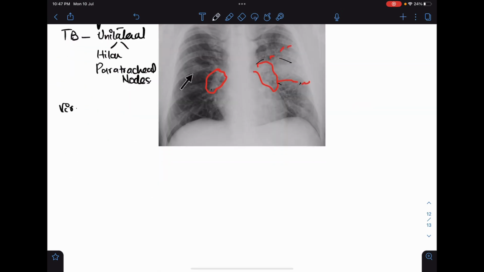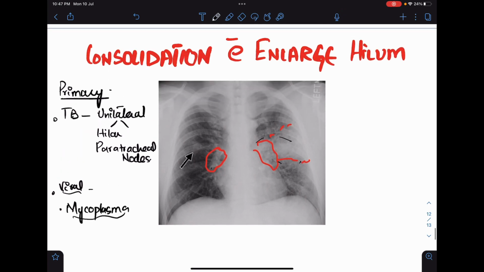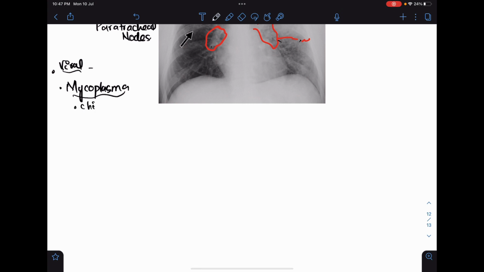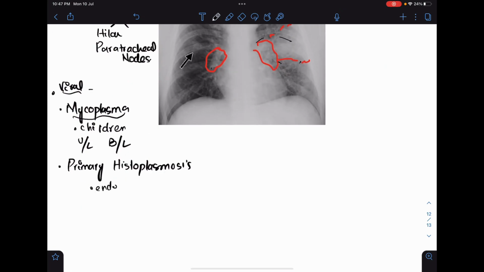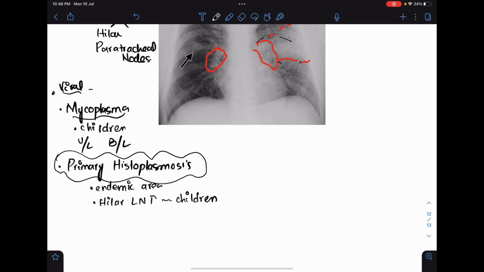Then viral pneumonias. Next, mycoplasma pneumonia, which occurs mostly in children and can be unilateral or bilateral. Primary histoplasmosis is common in endemic areas, and hilar lymphadenopathy is common. They are particularly in children.